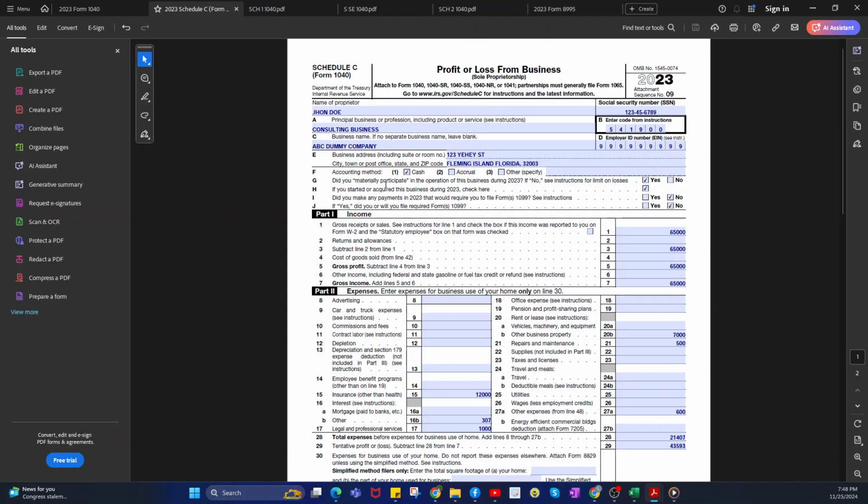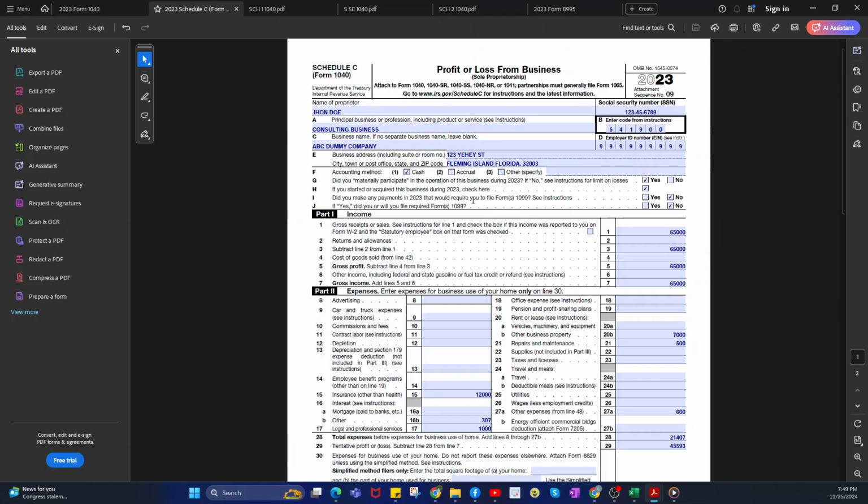Normally, for a single proprietor, it's very common to indicate the cash method of accounting. However, if you have inventory, it's encouraged to put it under accrual. And then you also have to answer each of the questions, like did you materially participate in the operation? Of course, if it's a single member LLC, you're the sole owner, of course you participate in your own business, so you have to put yes, otherwise you have to put no.